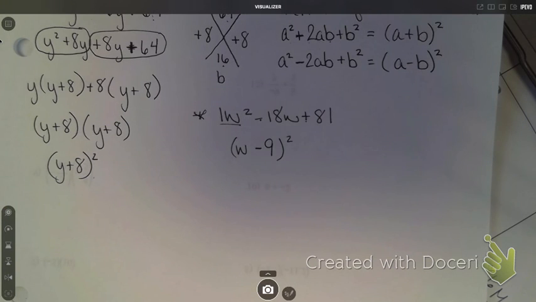So if I remember that rule, could it be helpful? Yes. Are you going to remember it? No. Yeah, probably not.